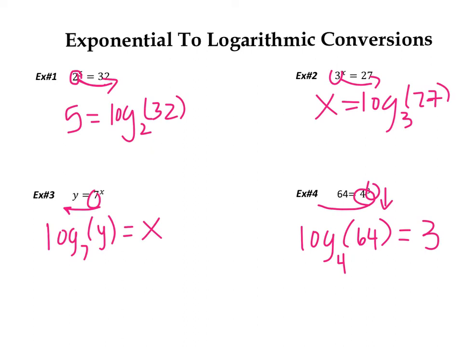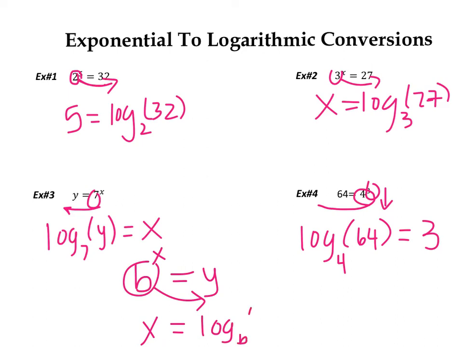So quick recap. We have the exponential: the base to some power equals y. This is our basic exponential equation. We're going to lasso this b, bring it down. So x equals the log base b of y. And this is how these two equations are connected.